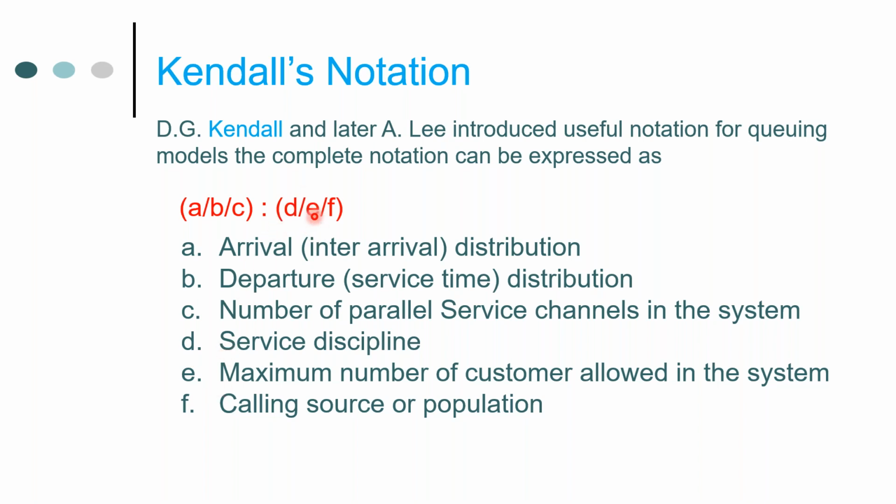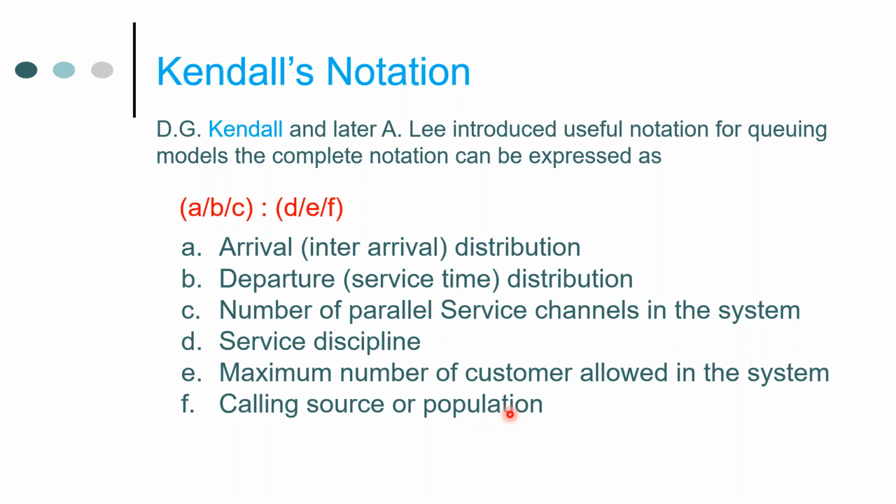Now E will represent the maximum number of customers allowed in the system. If it is finite, then it will be represented by N. If it is infinite, then it will be represented by the infinity symbol. The same will be followed for the calling source or population. If the population or calling source is limited, it will be represented by N, and if it is not limited, it will be represented by infinity.